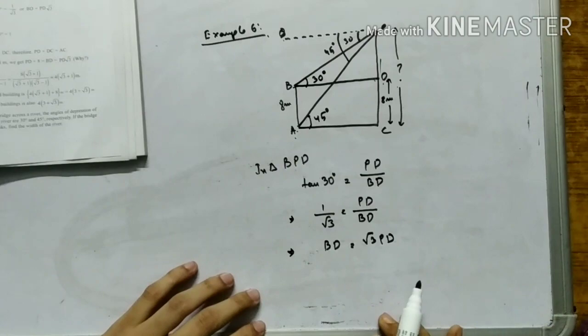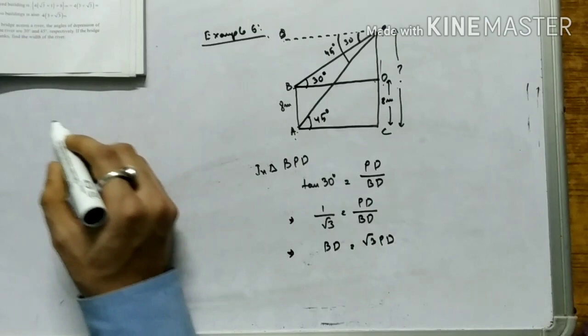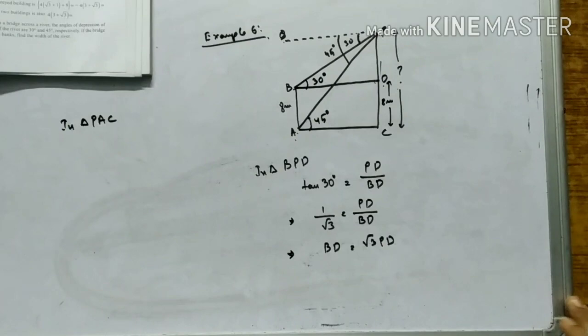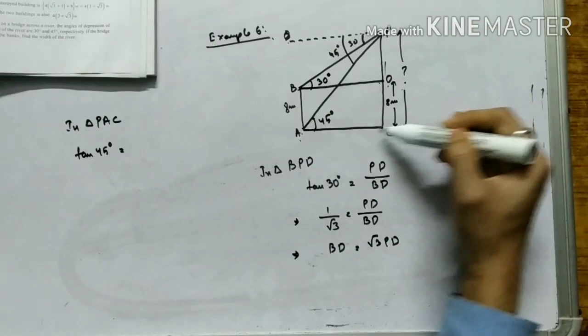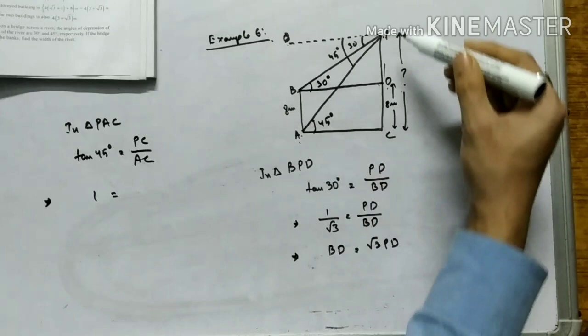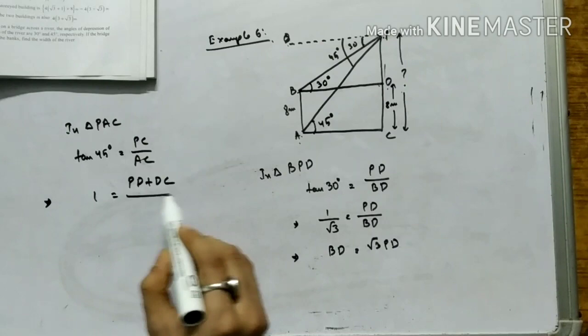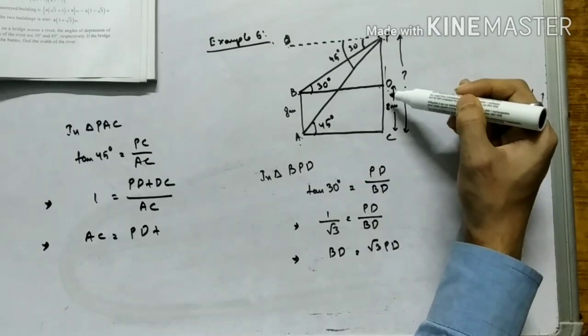Now next I will take the triangle PAC. In triangle PAC, again I will use the tan function here. Tan 45 degree is PC by AC. Tan 45 is 1, so 1 is equal to PC by AC. I can write PC as PD plus DC, by AC. So AC is equal to PD plus DC value, which is 8.